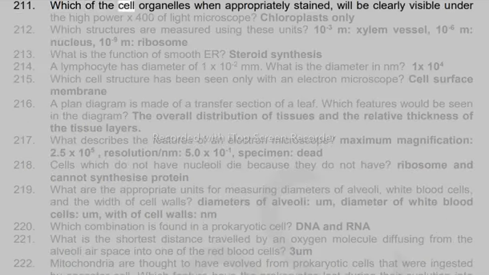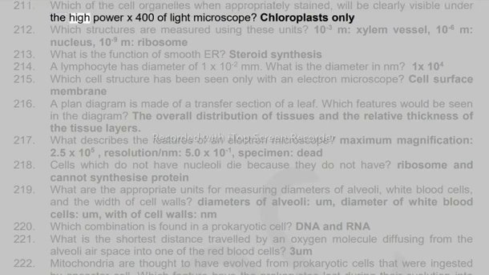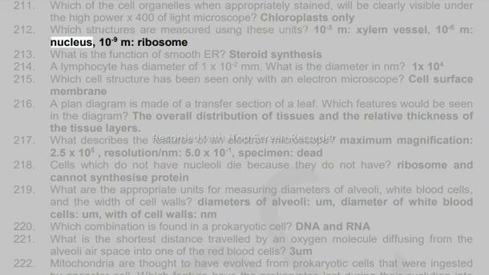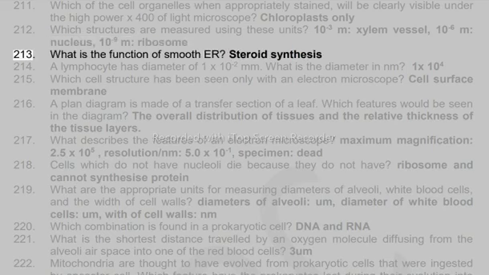211. Which of the cell organelles, when appropriately stained, will be clearly visible under the high-power X400 of a light microscope? Chloroplasts only. 212. Which structures are measured using these units? 10^-3 m, xylem vessel; 10^-6 m, nucleus; 10^-9 m, ribosome. 213. What is the function of smooth ER?